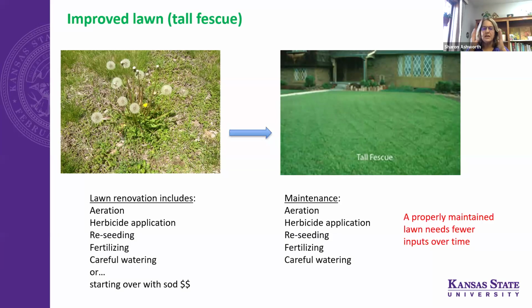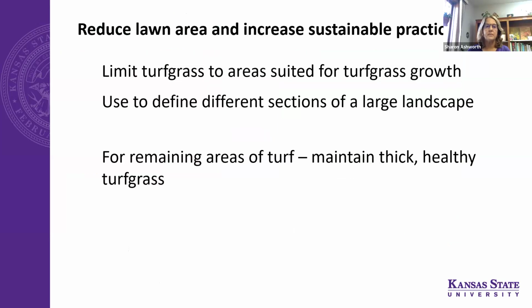So once you get to that tall fescue turf grass, the maintenance is also going to include aeration, herbicide application, reseeding, fertilizing, and watering. But what I want to point out here is a properly maintained lawn needs fewer of these inputs over time. And that's what we're talking about, cutting down the resources that you have to put into doing that. A properly maintained lawn is going to reduce those inputs.